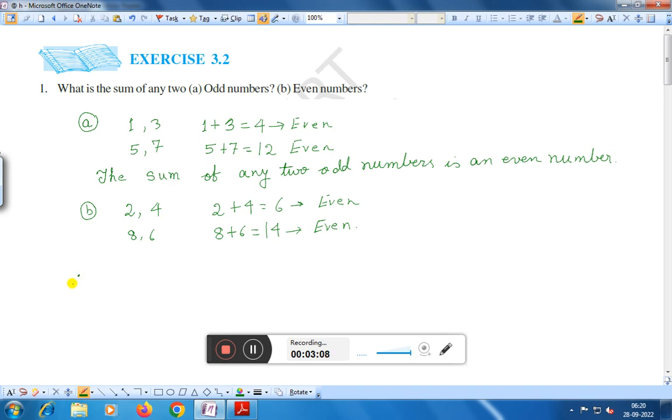Therefore, we can say the sum of any two even numbers is an even number.